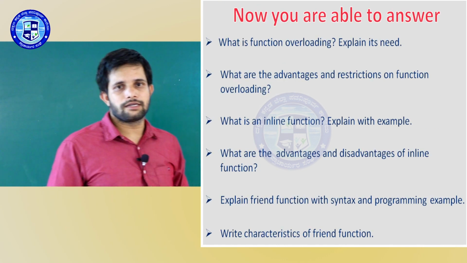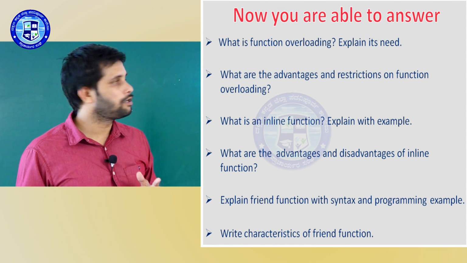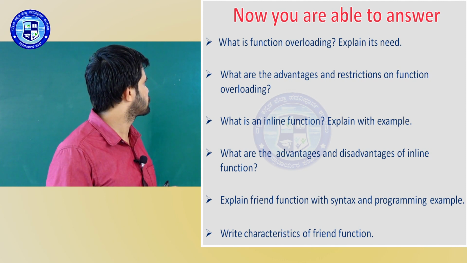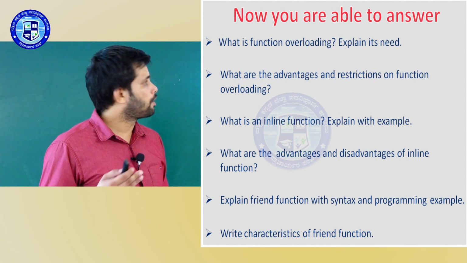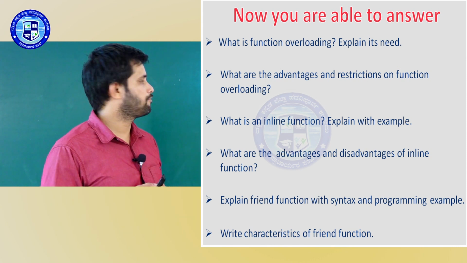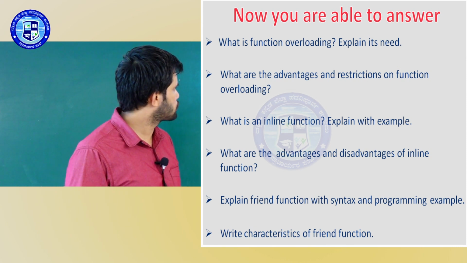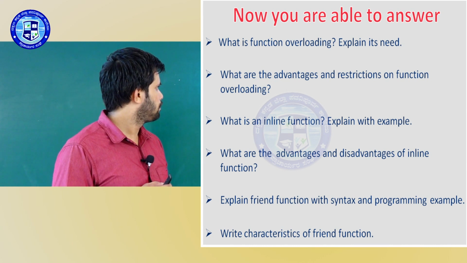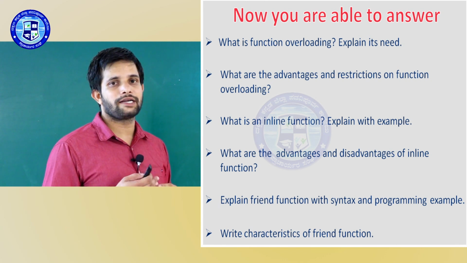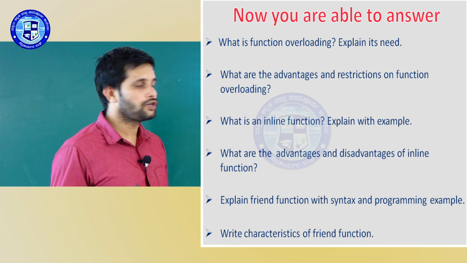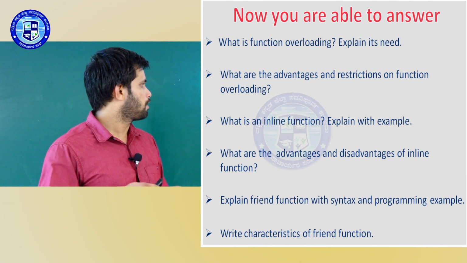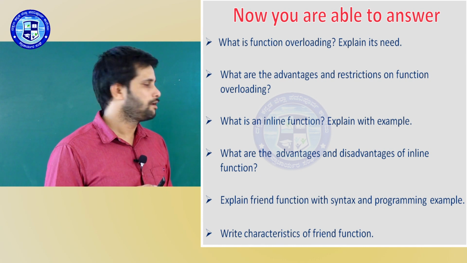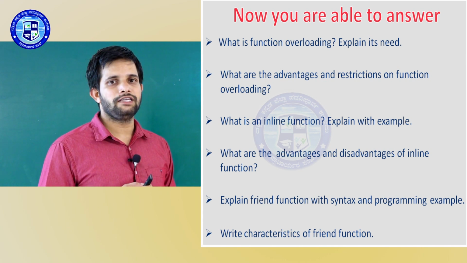Now you are able to answer these questions. We are able to answer what is function overloading, and what are the needs of function overloading. We know the advantages and restrictions of function overloading. Then we understood what is an inline function along with the programming example. We have seen the advantages and disadvantages of the inline function. We understood what is a friend function, what is its syntax, and what is the corresponding programming example. We also know the different characteristics of the friend function.